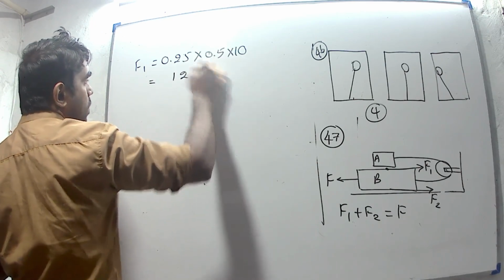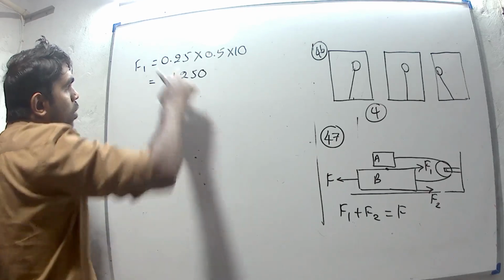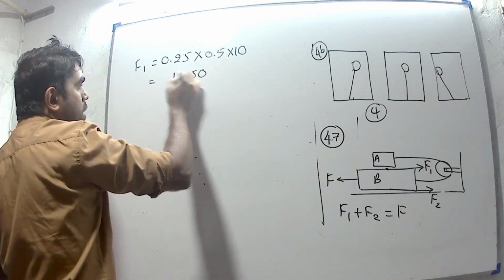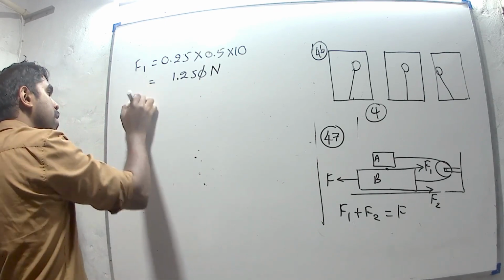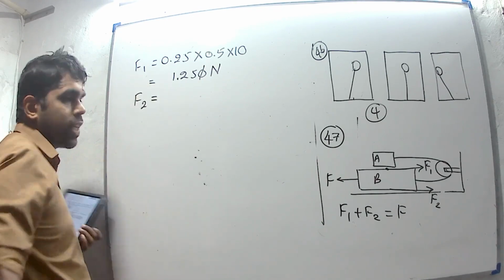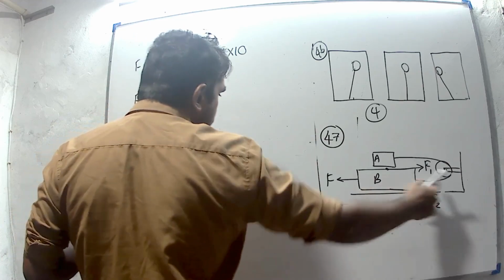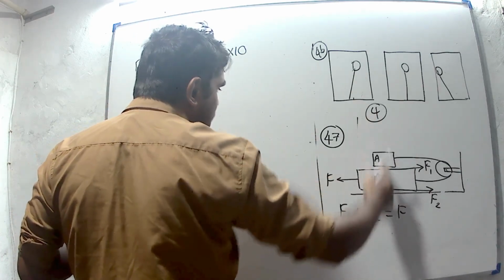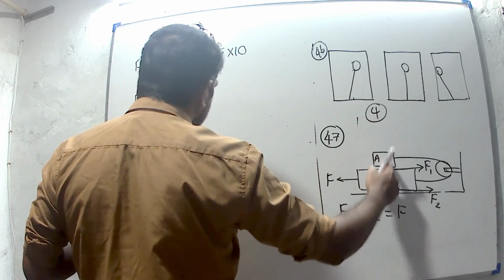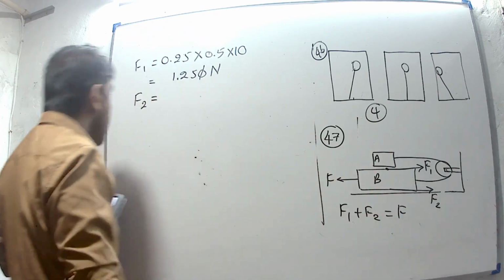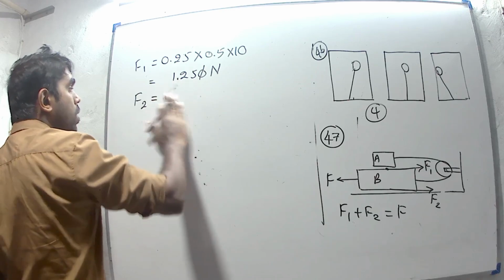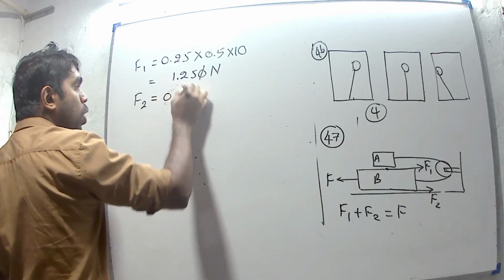Into 10, 1250. We have to separate 3 decimal places. 1.25 Newton. By using the same method, we can find F2, the frictional force. In considering F2 frictional force, we have to consider the total reaction. It means the sum of weights of A and B. It is 1.5, frictional coefficient 0.25.